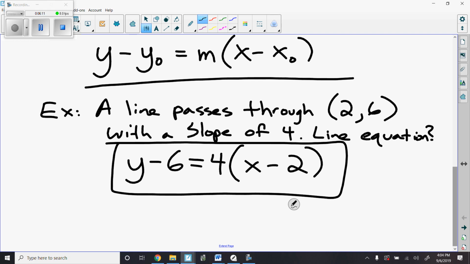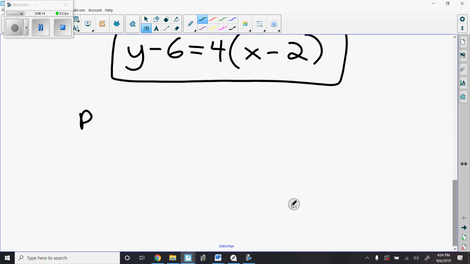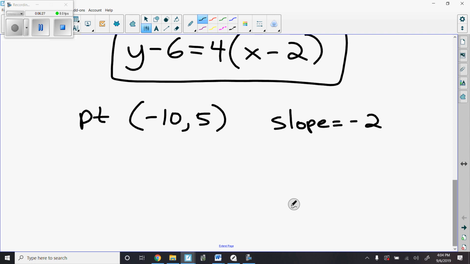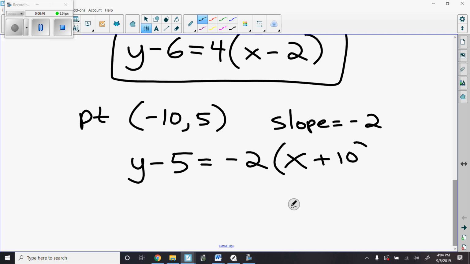Let me give you one more example. So we're going to pass through the point negative 10, 5 with a slope of negative 2. Again, I'm just going to do y minus the y coordinate equals slope times x minus the x coordinate. Now, instead of writing x minus negative 10 here, I know that x minus negative 10 is the same as x plus 10, so I'm just going to write x plus 10. And I'm done. Okay? Again, note, make sure these parentheses are here. Those parentheses need to be in there, otherwise it's not the correct equation of the line.